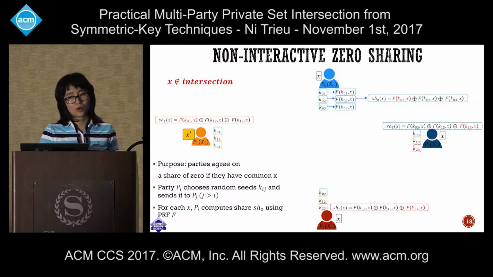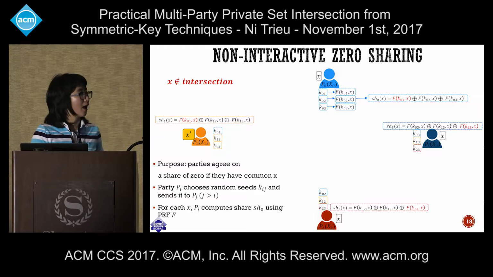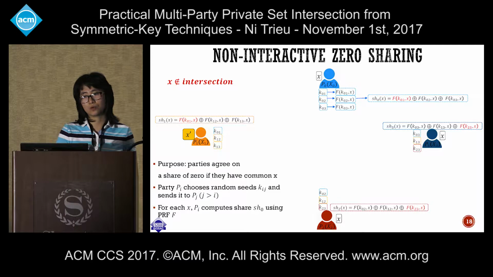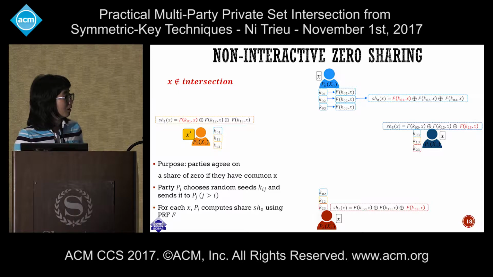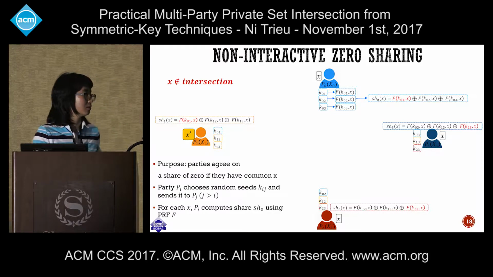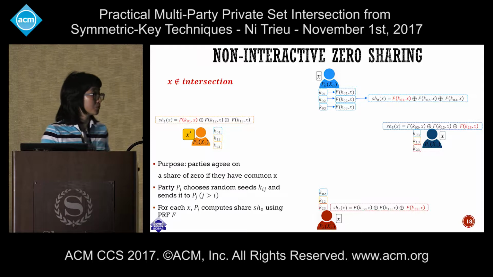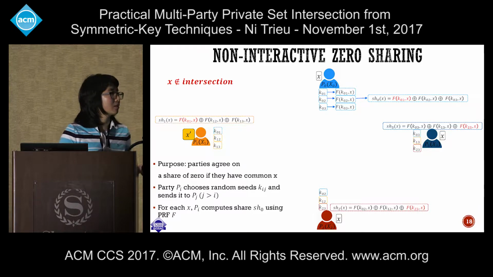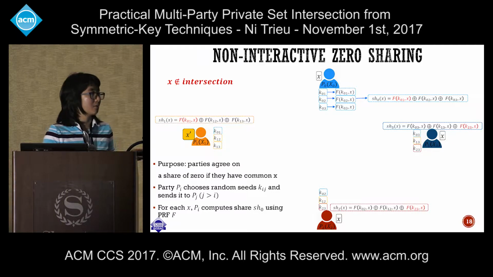So I'm going to present one of our zero sharing protocols. This is a non-interactive zero sharing, and we have the interactive versions, which you can see in the paper. The first step is the parties choose random keys and send them to other parties. For example, here P0 chooses 3 keys and sends them to P1, P2, and P3. And now P1 chooses only 2 keys and sends them to other parties, and so on. So each party has 3 keys.